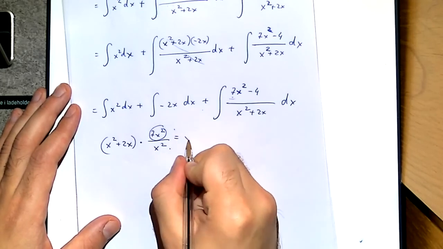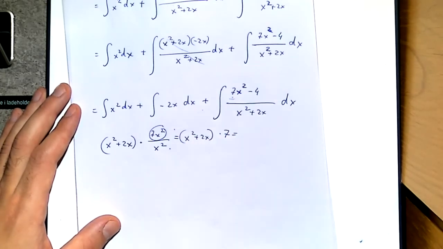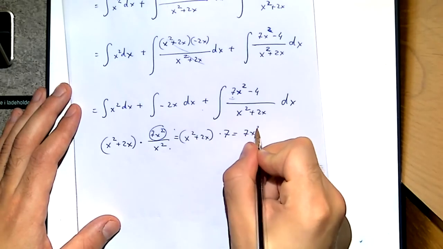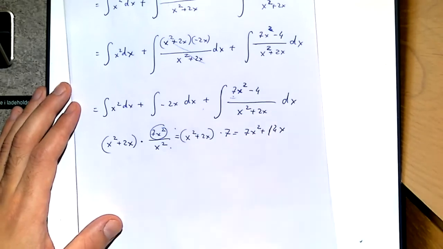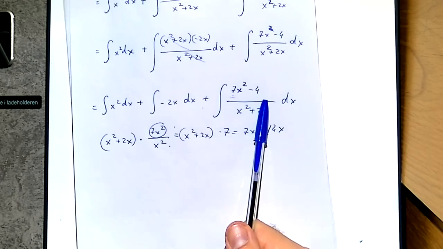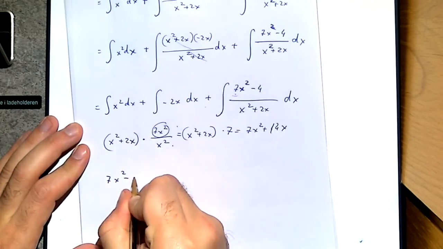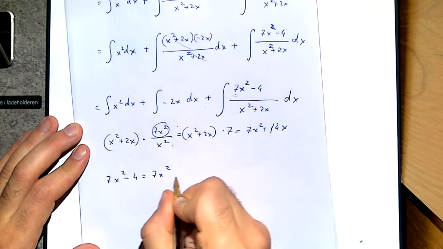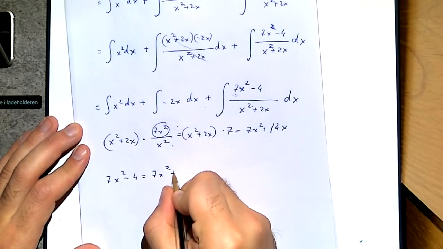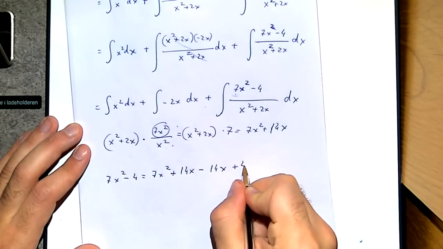Okay, and I get x squared plus 2x multiplied by 7 is equal to 7x squared plus 14x. Now, first step, whatever. You probably got it. I just force this 14x because you see I have no 14x. So I just force it out. Perfectly normal. 7x squared minus 4 is just 7x squared plus 14x minus 14x minus 4.